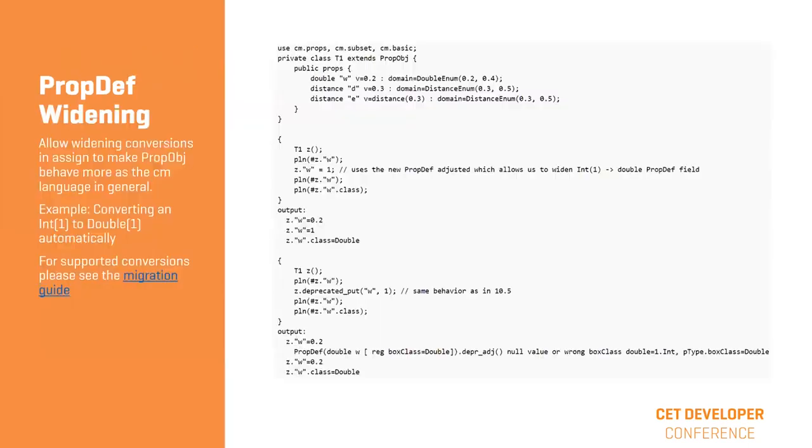Continuing, we also have added a widening conversion to prop depths. That is an automatic conversion from one type to another. This is already available in the rest of CEM, but we didn't have it before for props.